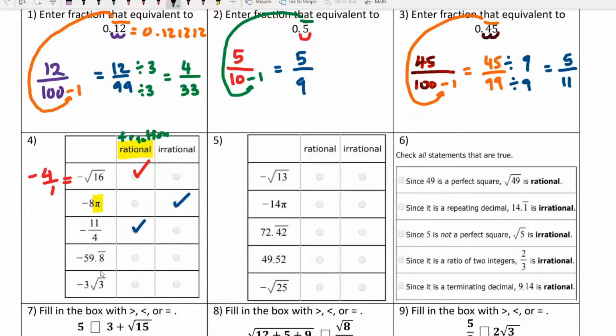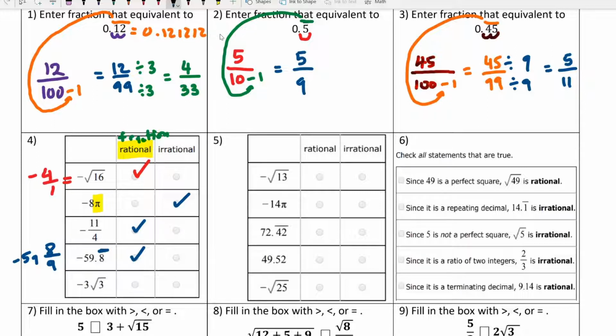Negative 59 over 8 with the bar on top. That is like negative 59, and 8 over 10 minus 1, which is 9. Again, it's the repeating bar that we just did earlier. We take away 1 from the denominator. So yes, you can turn it into a fraction, so it's rational.